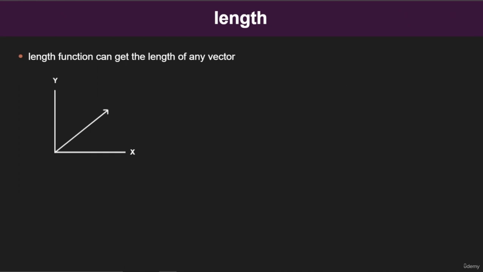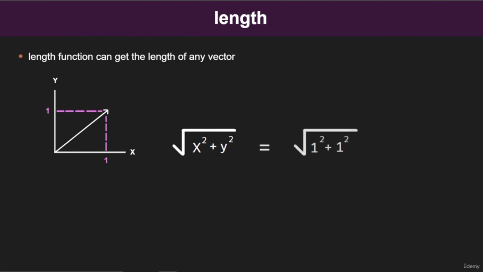As you can see in this example, this vector has a value on the x and a value on the y. So this vector is a vector 2, and its value on the x equals 1, and its value on the y is also equal to 1. If we want to know the vector 2 length mathematically, then we have to write x square plus y square under the root. So 1 square plus 1 square is equal to 2, and 2 under the root is equal to 1.4142. So 1.4142 is the length of this vector.